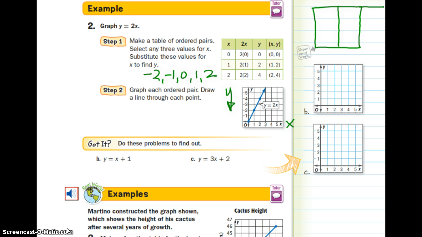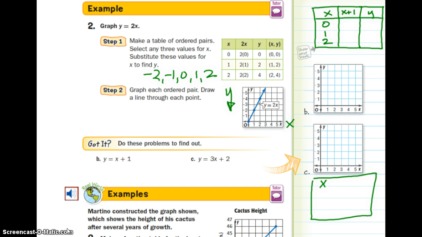Actually, you need 3. X, and then your equation 0, 1, and 2. And down here, we'll have the other table.